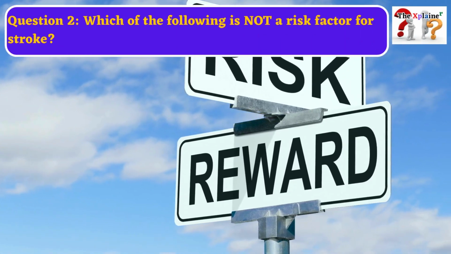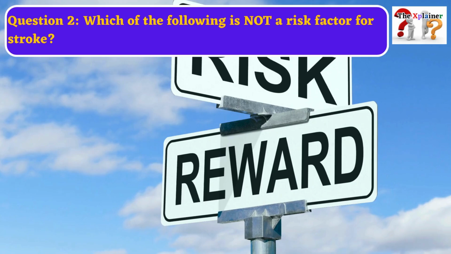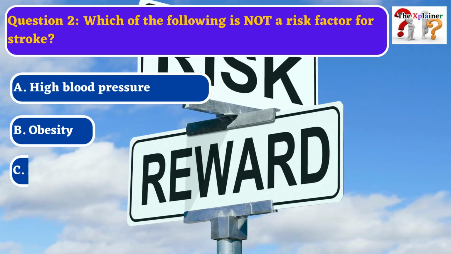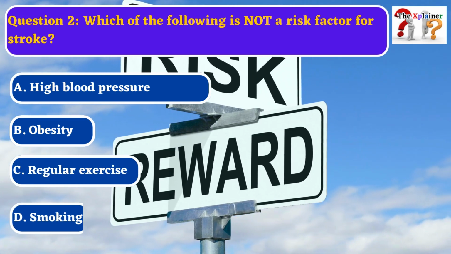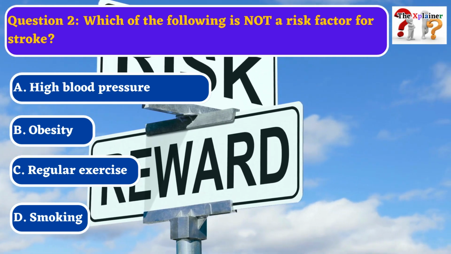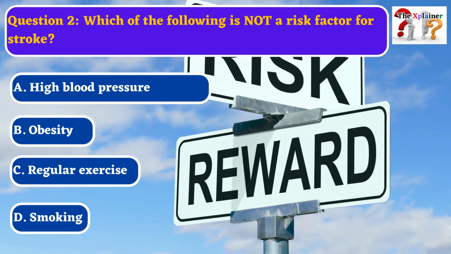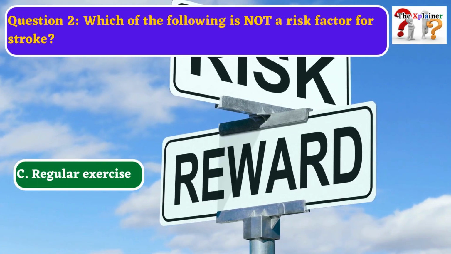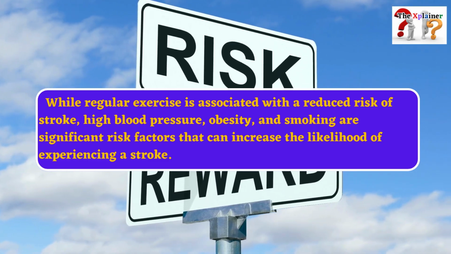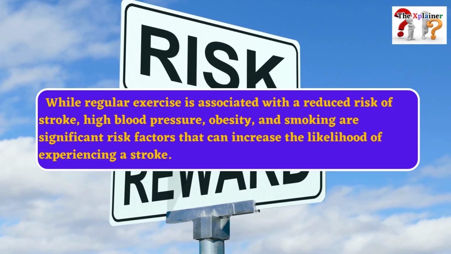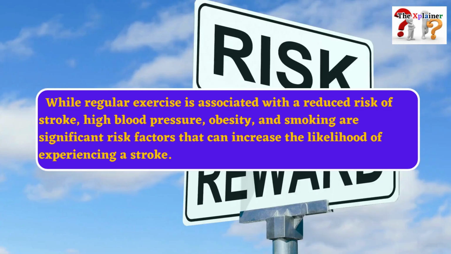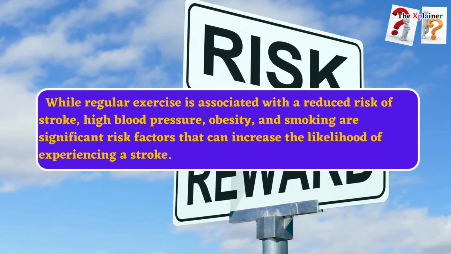Question 2. Which of the following is not a risk factor for stroke? A. High blood pressure, B. Obesity, C. Regular exercise, D. Smoking. The answer is C. Regular exercise. While regular exercise is associated with a reduced risk of stroke, high blood pressure, obesity, and smoking are significant risk factors that can increase the likelihood of experiencing a stroke.